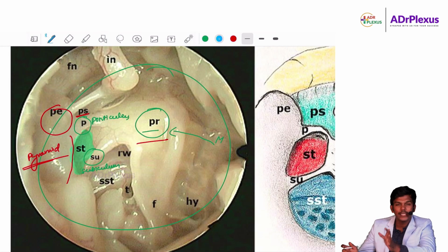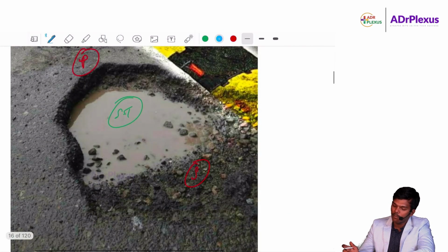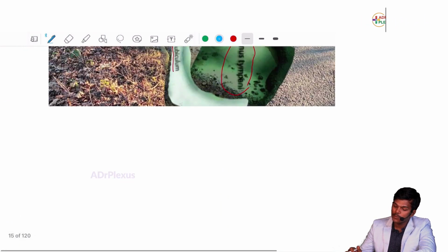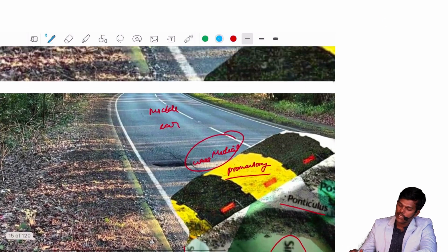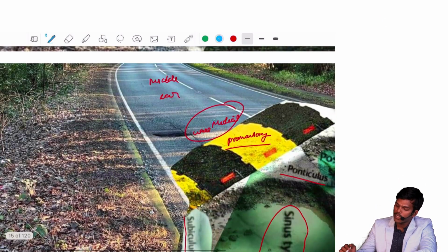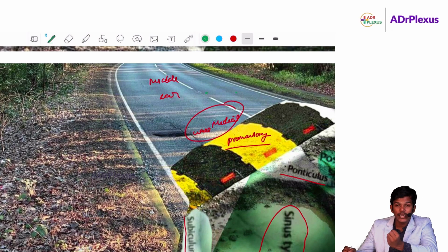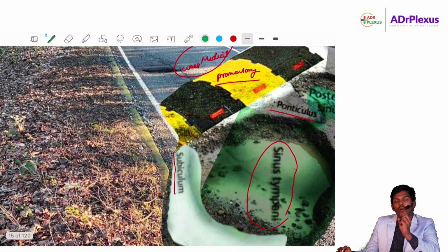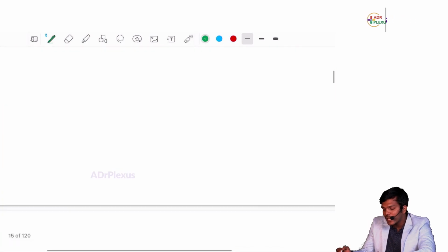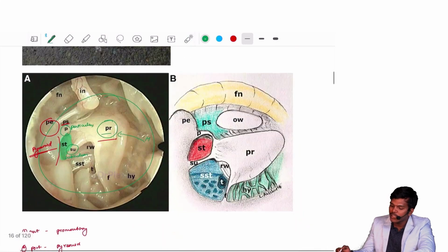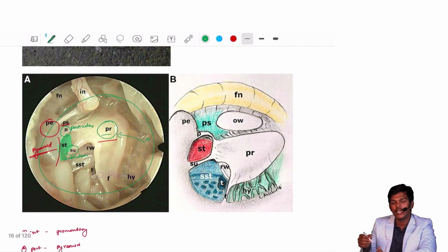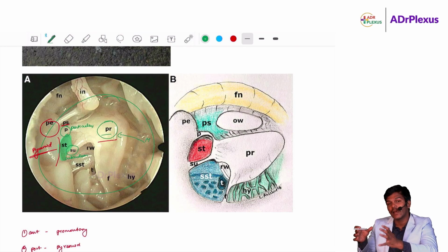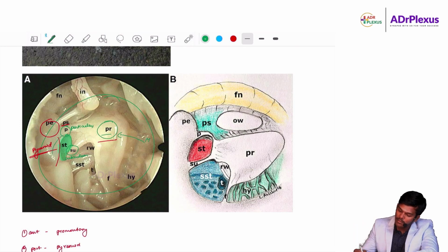Now why is this happening? Just get back to the road. This is a smooth highway. After a rainfall, is there water stagnation in any part of this highway? No, only the pit over here has water stagnation. Similarly, if a cholesteatoma spreads to the entire middle ear cavity, it will not remain in the middle ear cavity, it will remain in the sinus tympani.